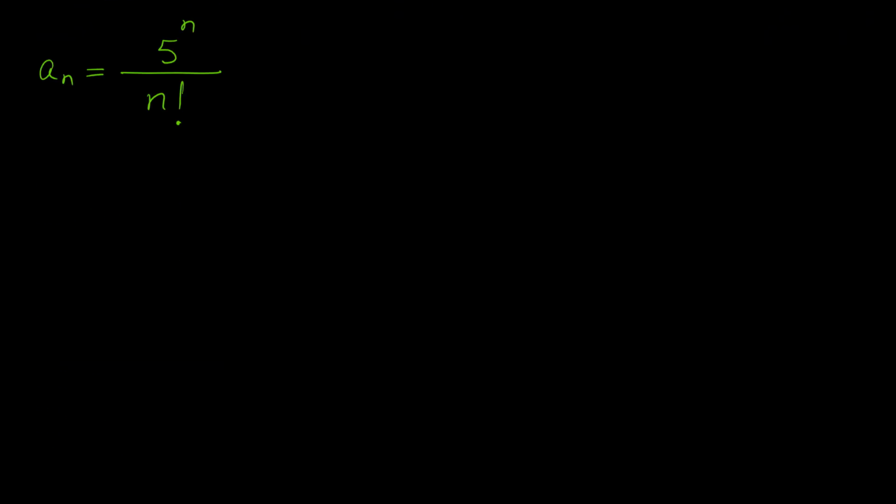Now look at this example. In the numerator we have the exponential function 5 to the n. In the denominator we have n factorial. This is a little tricky question. Let me show you how we can find the limit of this sequence.